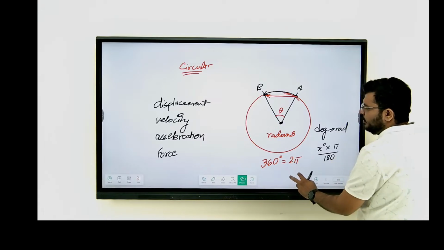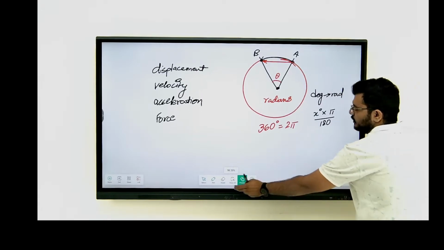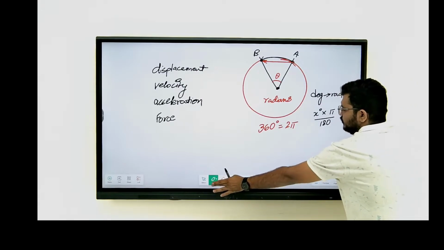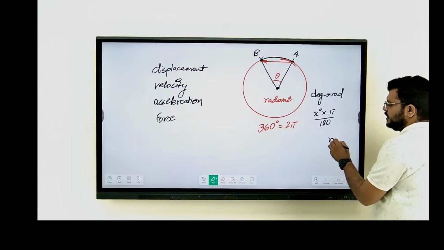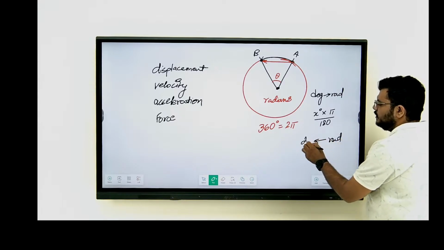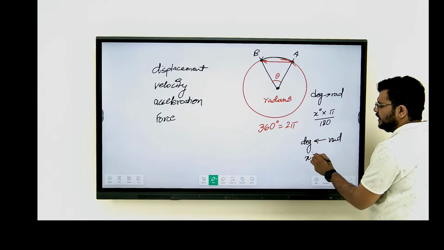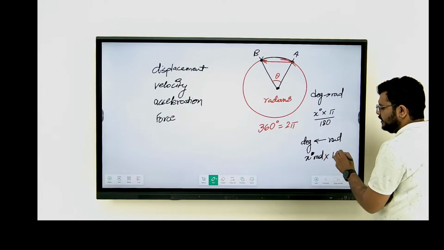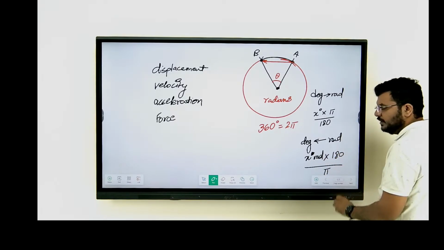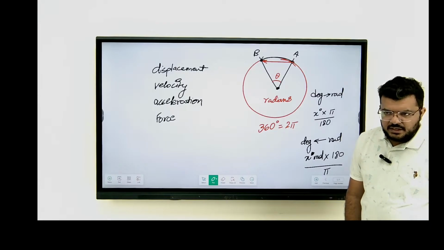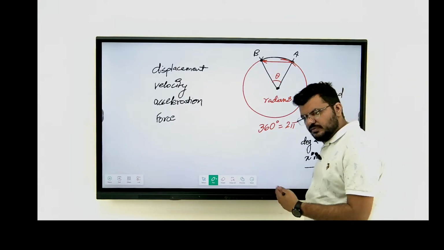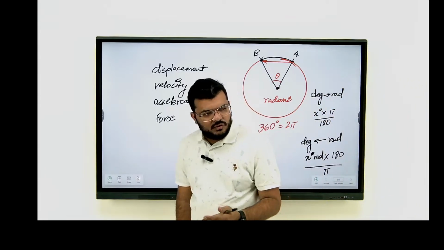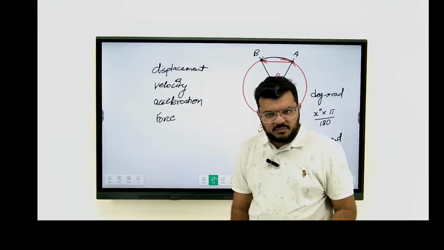and if I wanted to actually change this radian into degree, you take x radian, right, multiplied by 180 and then divide the whole thing by pi. As simple as that. Now what is velocity? Velocity is rate of change of displacement, right?